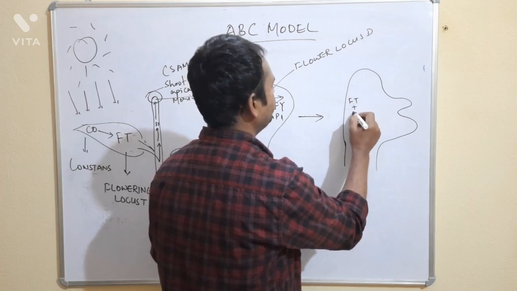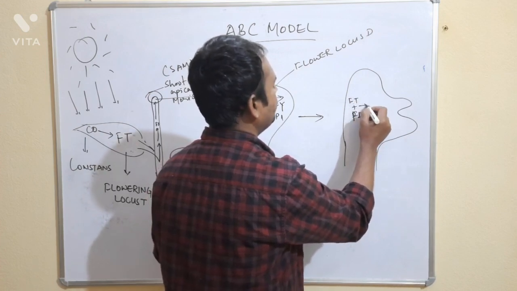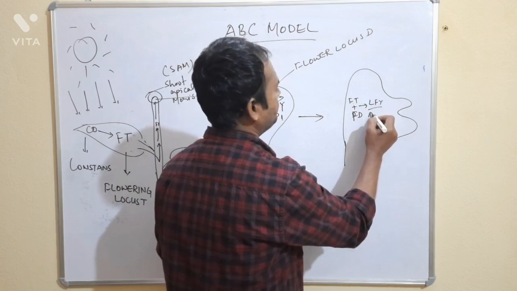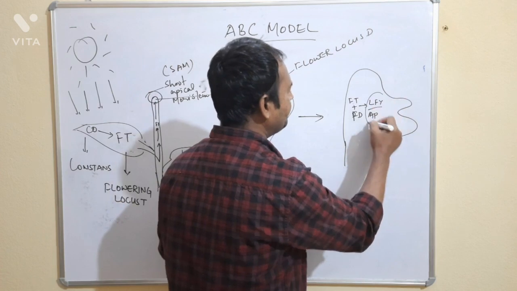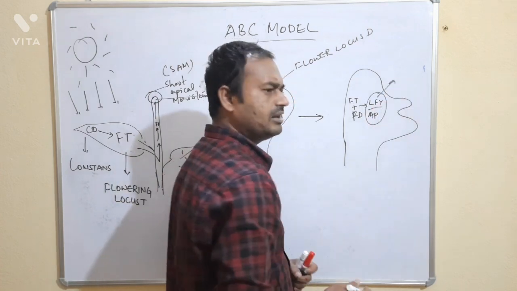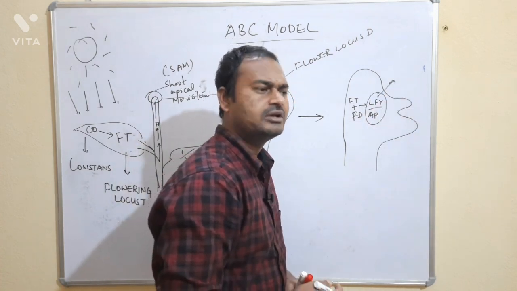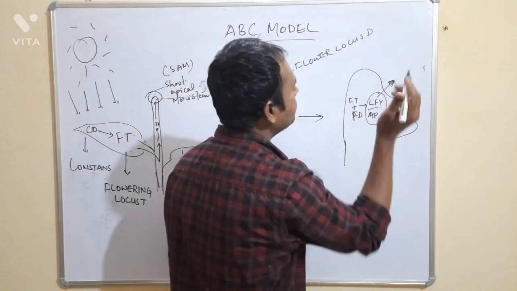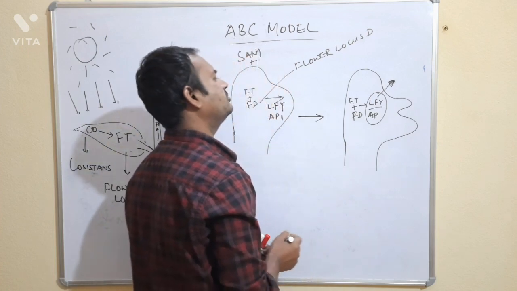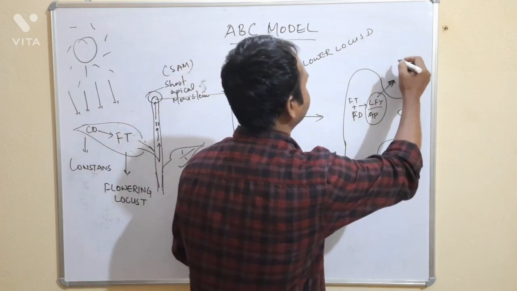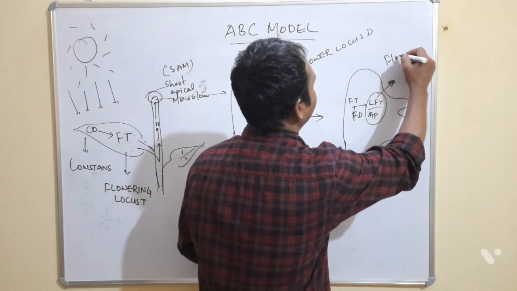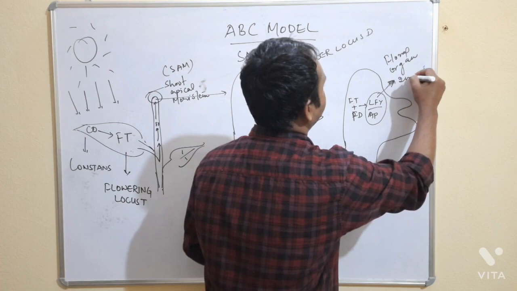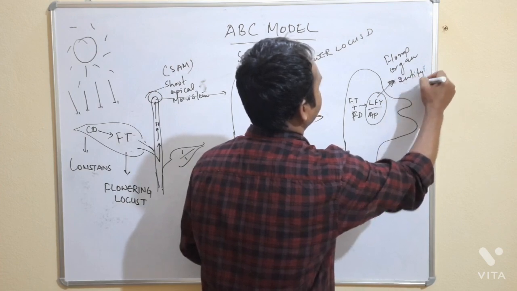FT plus FD will lead to the formation of leafy and AP1, and this leafy and AP1 will transcribe another set of genes, and that is called the floral organ identity genes.